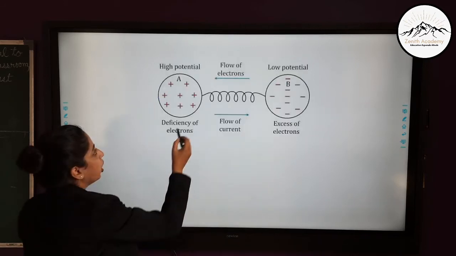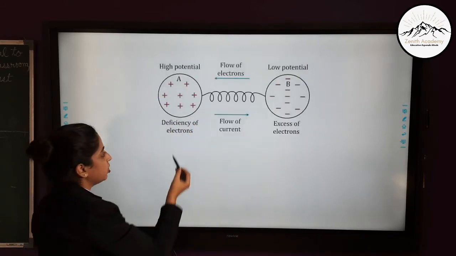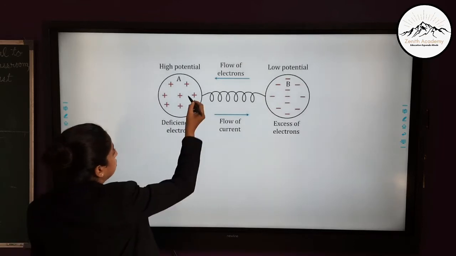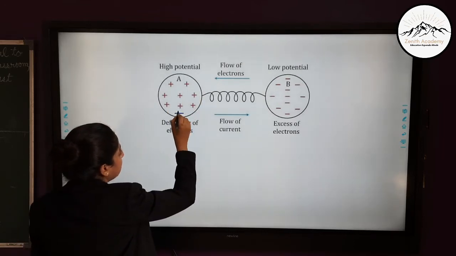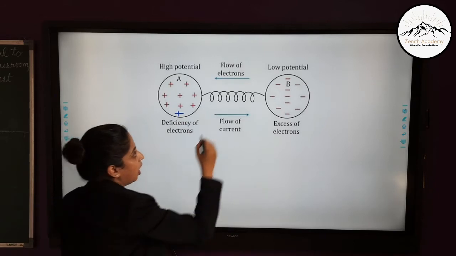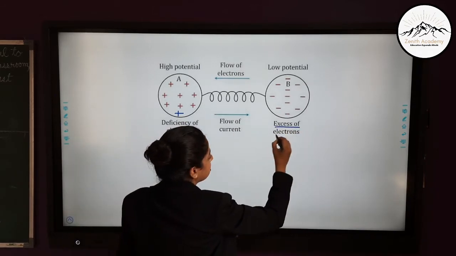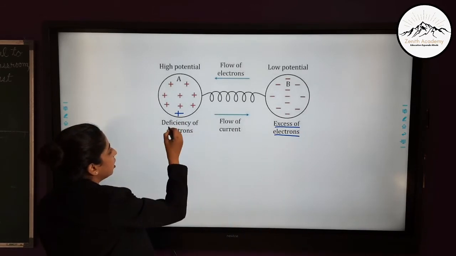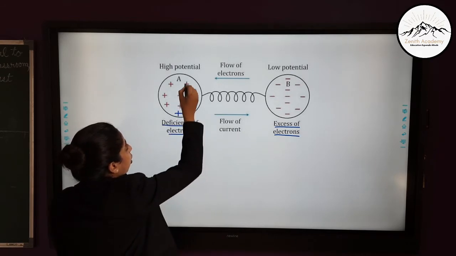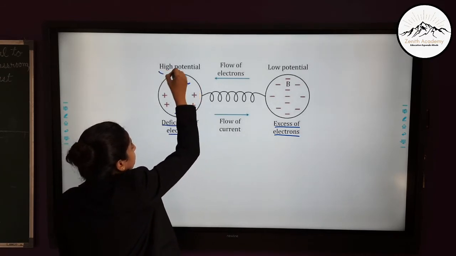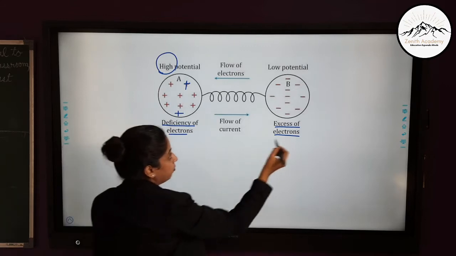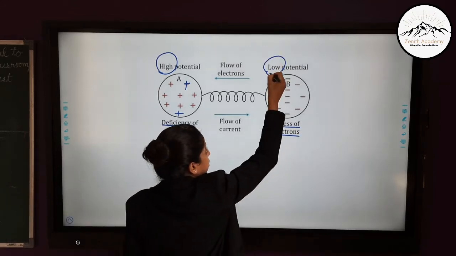Now suppose you take a conductor which is deficient of electrons. Since it is deficient of electrons, it has more positive charges, and the other has an excess of electrons. So a body which has a deficiency of electrons or a body which is positive is said to be at high potential, and a body which is negative is said to be at low potential.